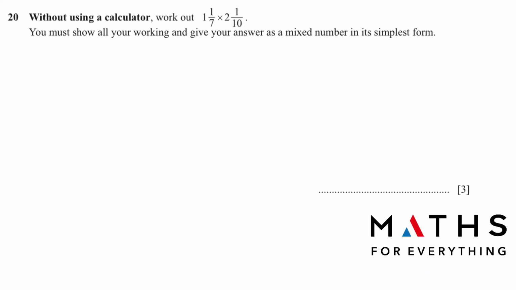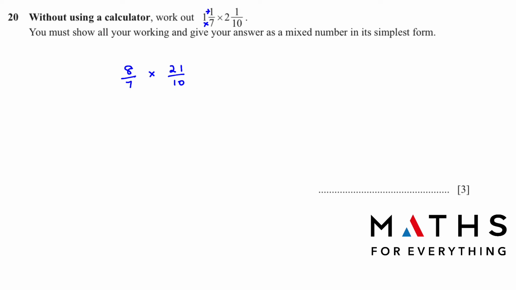Question number 20. Without using a calculator, work out 1 and 1 over 7 multiplied by 2 and 1 over 10. We can use the calculator, but we just have to show that we are not using the calculator. I'll show you the correct way first, and then I'll show you how to use the calculator. So we multiply 1 by 7, and whatever answer we get, we add it to the number on the top. So 1 multiplied by 7 is 7, 7 plus 1, 8 over 7. The same we are going to do with 2 multiplied by 10, 20 plus 1, 21 over 10.